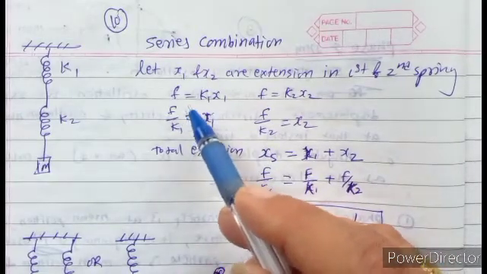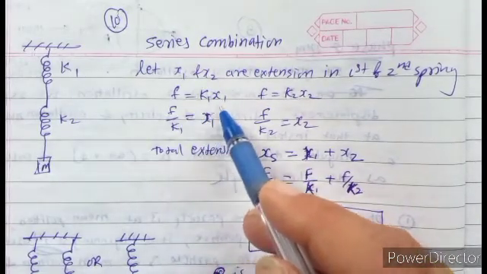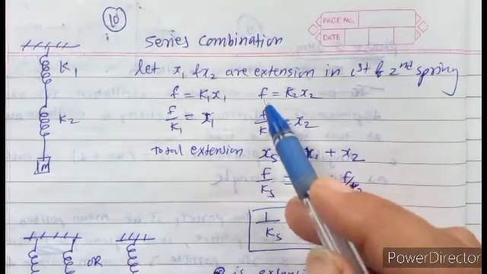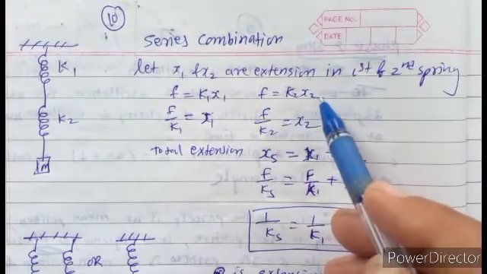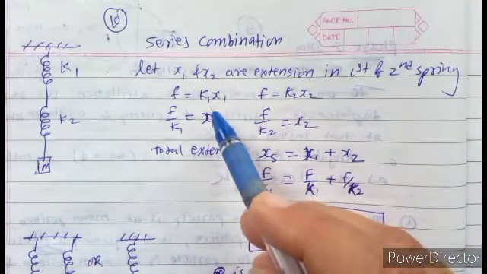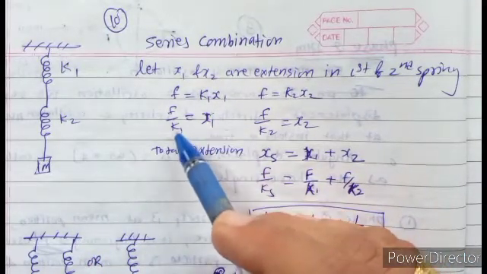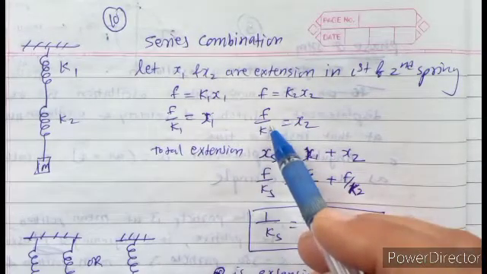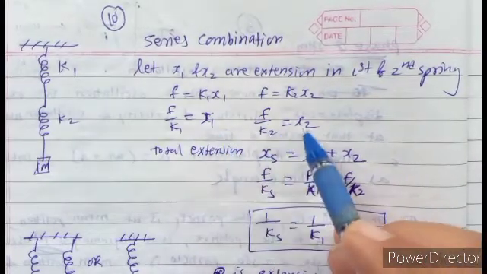For the first spring the value of force is equal to K1 x1 and for the second spring F is equal to K2 x2. The force is the same because only one mass is attached, so the force has not changed. Shift K1 to the other side and K2 to the other side, then we get x1 plus x2.